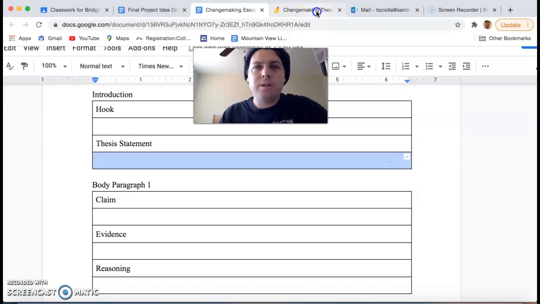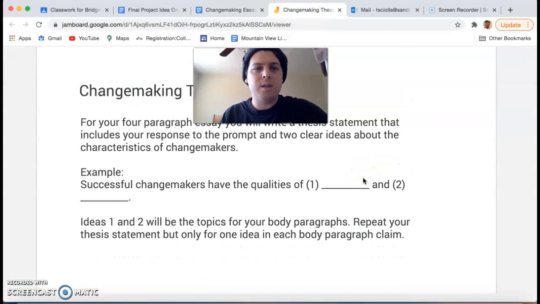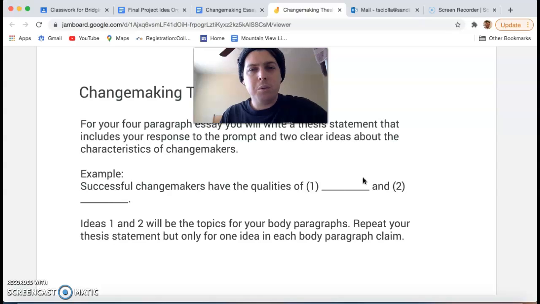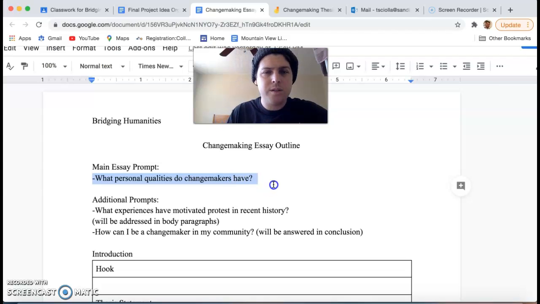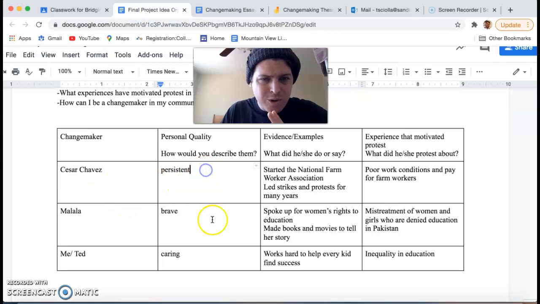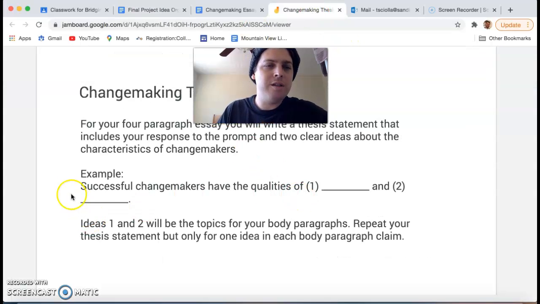There's this little Jamboard that I created that says, for your 4-paragraph essay, you will write a thesis statement that includes your response to the prompt and 2 clear ideas about the characteristics of changemakers. So characteristics, personal qualities. The main essay prompt is, what personal qualities do changemakers have? So we're going to take the qualities that you came up with in your idea organizer for your 2 changemakers, and we're going to put them into a thesis statement.